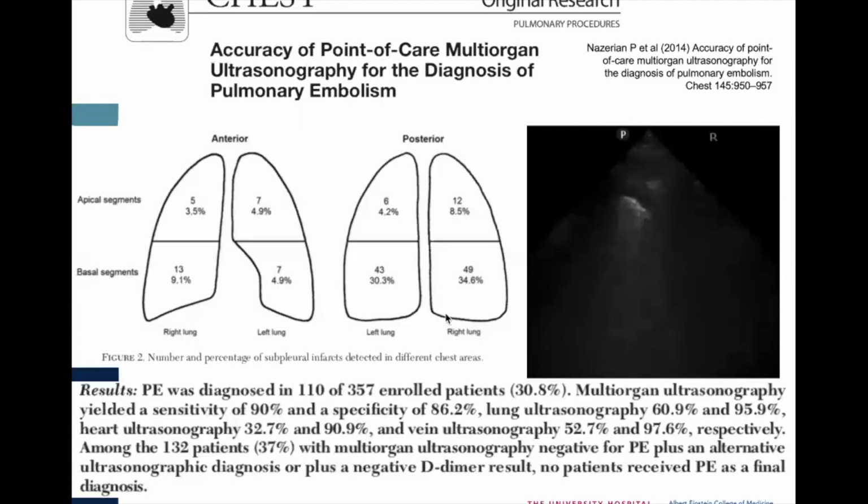Similar specificities were found with echo and compression ultrasound, but really the beauty of this comes together if you use multi-organ ultrasound, because the sensitivity shoots up from 60% all the way up to 90%. So the combination of heart, lung, and leg with lung ultrasound, echo, and compression ultrasonography shot the sensitivity up to 90% with a specificity of 96% for pulmonary embolism. So, you know, the CTPA was really done as a confirmatory study, but lung ultrasound diagnosed PE pretty well as well.